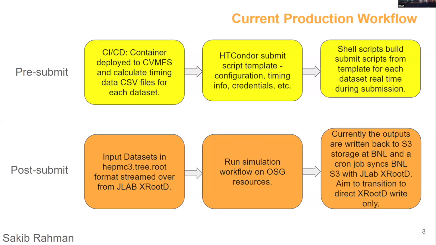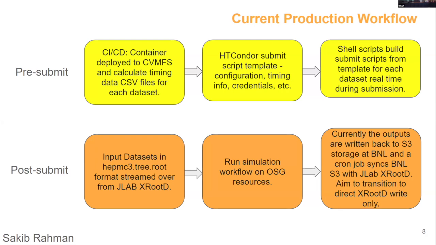And then post submit, that's what I was talking about yesterday. We have our input data sets in HepMC3 ROOT format. That's in the JLab XRootD, and that gets streamed over. We run the simulation workflow on the OSG resources. And then the output currently gets written back to S3 storage at BNL, and then we have a cron job that syncs the BNL S3 with JLab XRootD. As I pointed out before, we want to move away from that and find a way to directly write to the Jefferson Lab server, and that will come through the OSG integration.